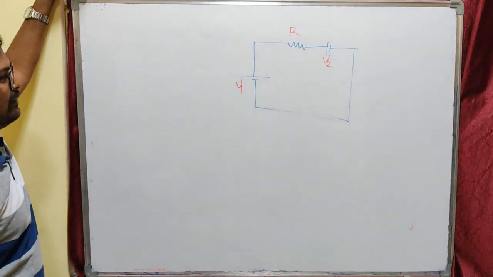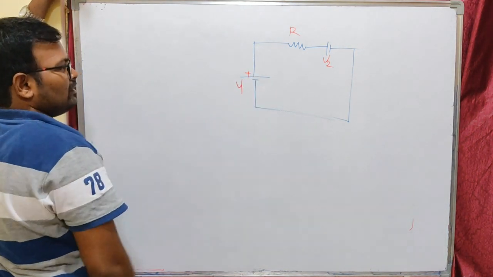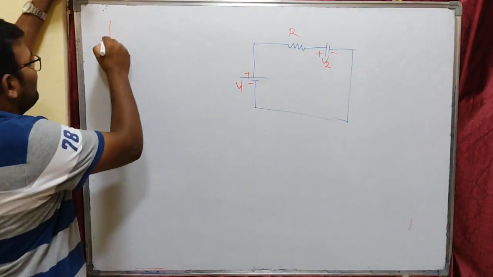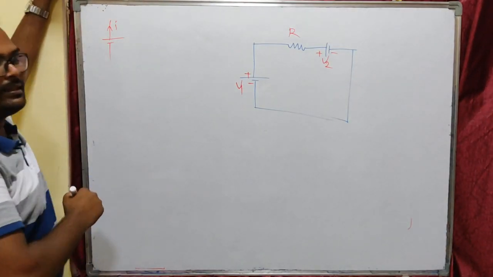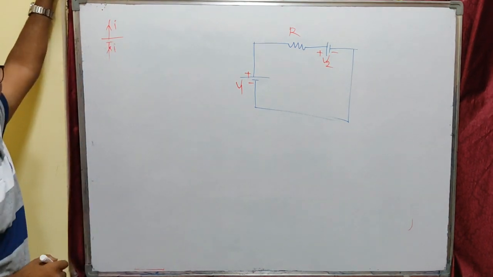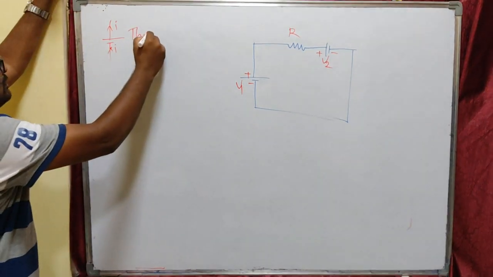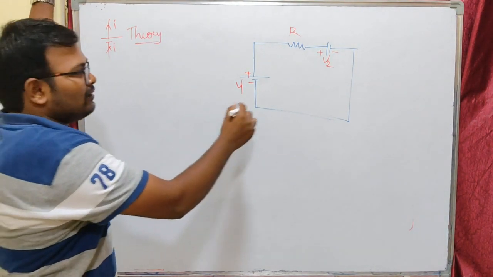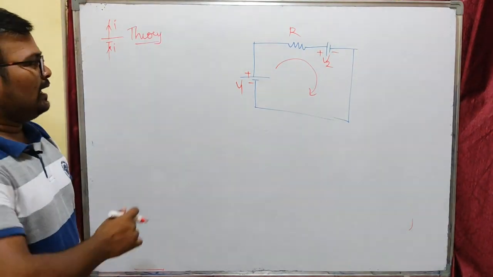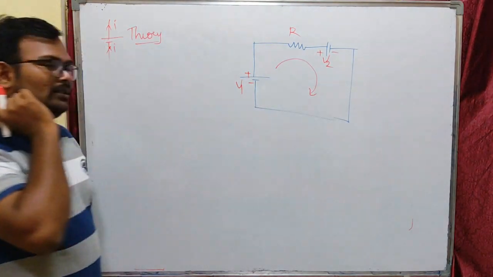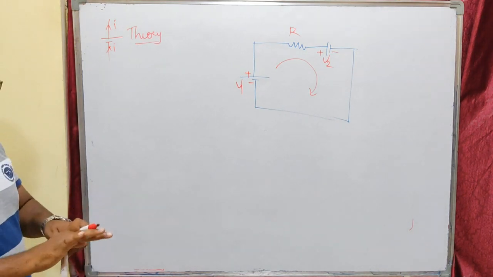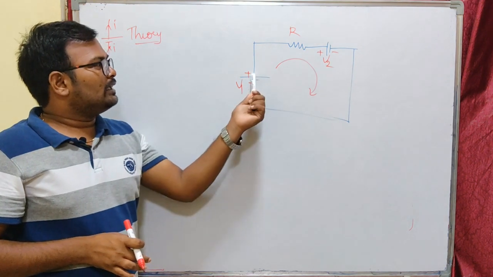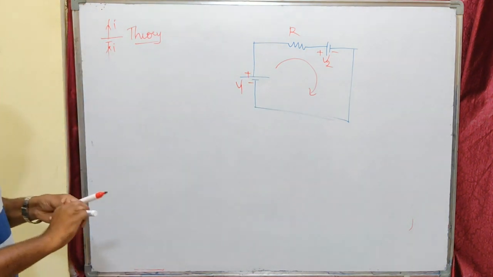Here the polarities are: this is the positive terminal and negative terminal of the voltage source, and this is positive and negative. Generally I said that current leaves the positive terminal of the battery, which means current will enter the negative terminal of the battery. This is theory, this is not assumption. And one more thing: while writing KVL in a loop, we consider either the first terminal of each element or the second terminal of each element. You can take either of the terminals. Let me show you, both are the same.